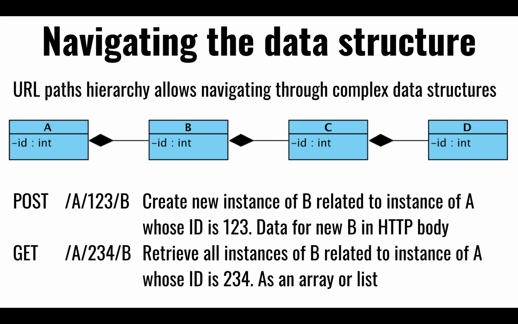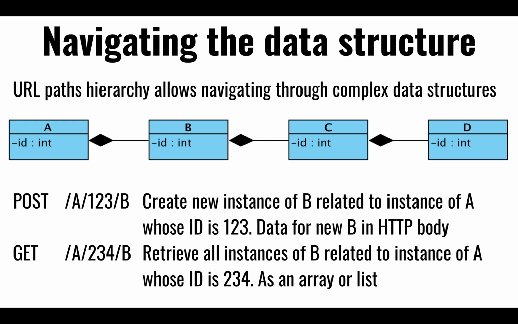Well, here it is. If you want to create a relationship between A and B, you would post to A/123/B, and say there's a relationship between A and B. The new B that you're creating, the new B that is now part of that particular A, would be part of the body. Here's the new B that I'm creating. Oh, and by the way, its parent is A123.